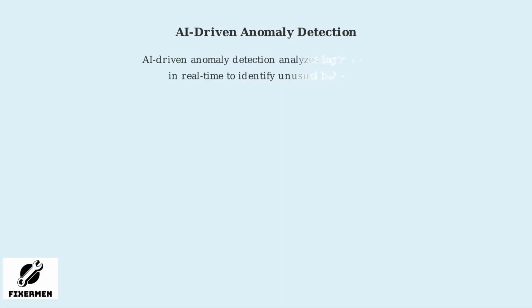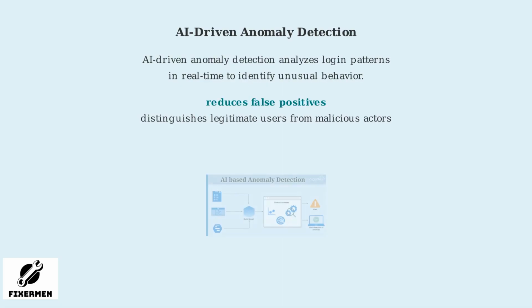AI-driven anomaly detection is becoming more prevalent in modern security systems. This technology analyzes login patterns in real time, helping to reduce false positives in authentication errors like Robinhood's Error 310. By monitoring behavior patterns, it can effectively distinguish between legitimate users and potential malicious actors.